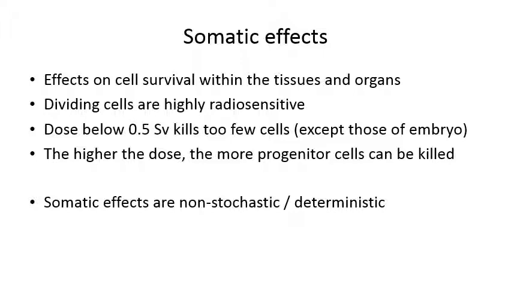A larger dose may kill enough progenitor cells in a tissue, and hence interfere with the normal replacement process of senescent cells, causing tissue atrophy. Usually, this atrophy develops slowly in organs characterized by slow cell turnover, such as liver and vascular endothelium, and faster in organs characterized by rapid cell turnover, such as the bone marrow, epidermis, and intestinal mucosa.